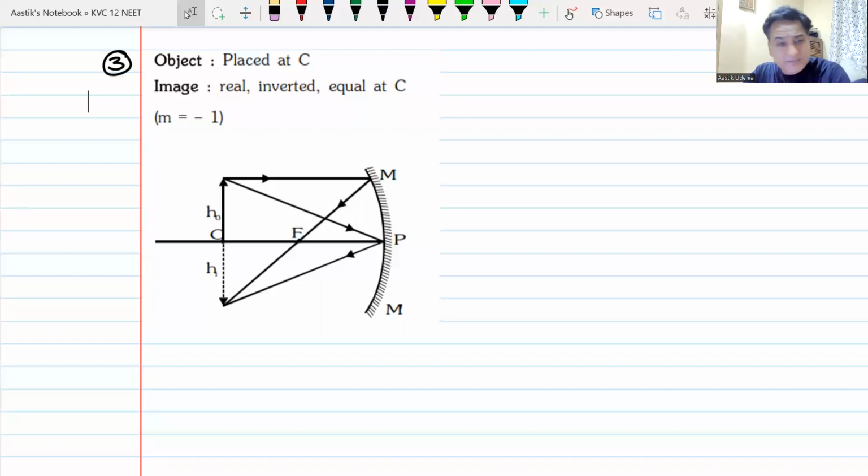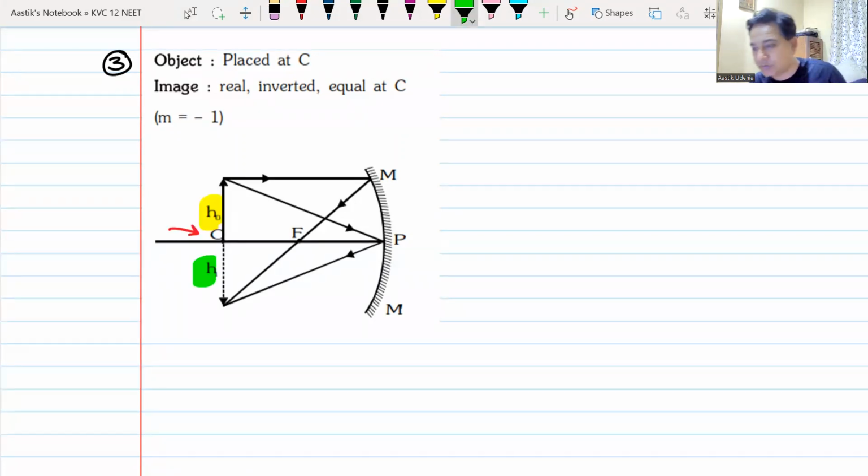If you have noted this down, this is a diagram that you must remember. As you can see here very clearly, the object is placed at the center of curvature. HO is the height of the object. The image is also formed at the same point. HI is the height of image. Same position, inverted, same size. This is a very, very important result.